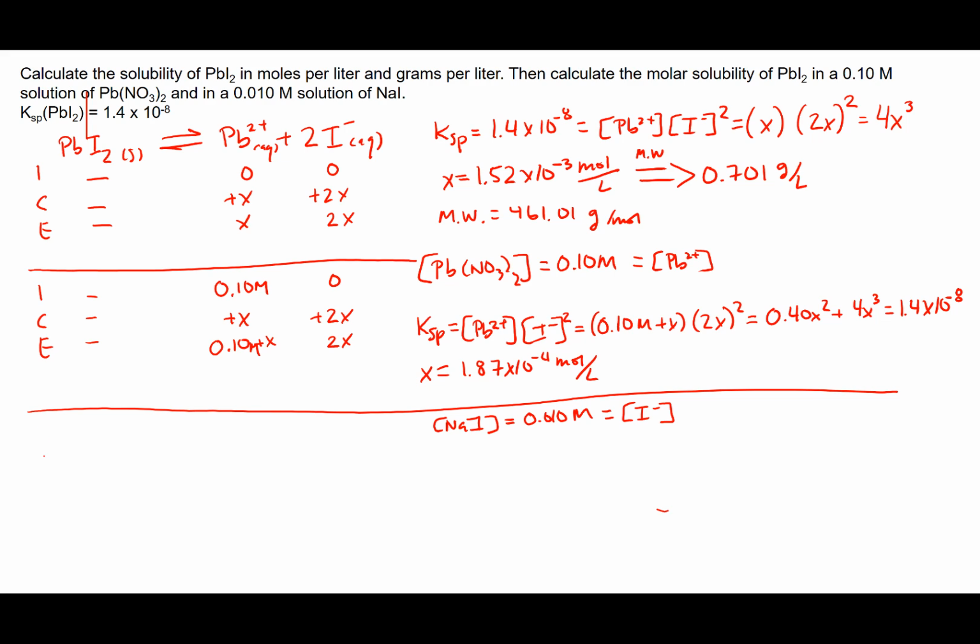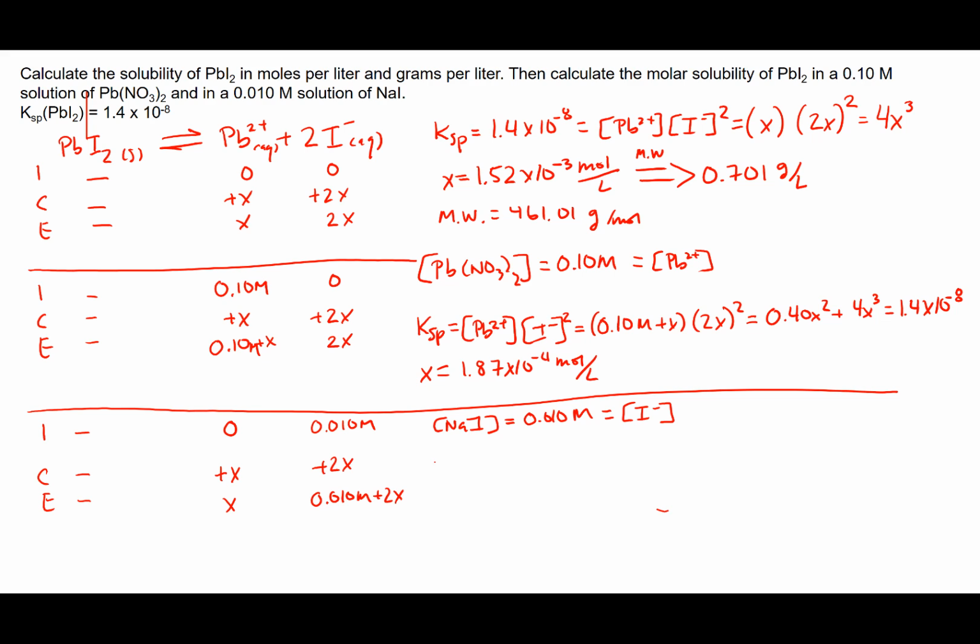So we set up our ice table again. Once again, lead iodide solid doesn't contribute. Now we're not starting off with any lead 2 plus in solution. We're starting off with iodide in solution, with a concentration of 0.10 molarity. The change is going to be plus X for the lead, plus 2X for the iodide. That, again, stays exactly the same. And so at the end, we should have X of the lead 2 plus, and 0.010 molarity plus 2X of the iodide in solution.